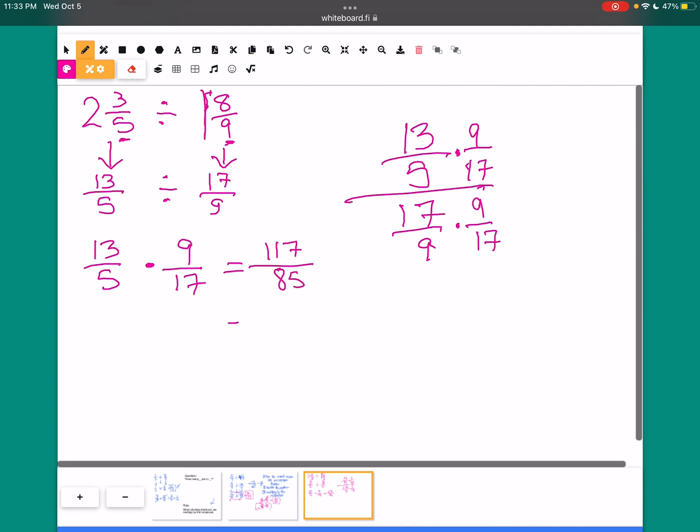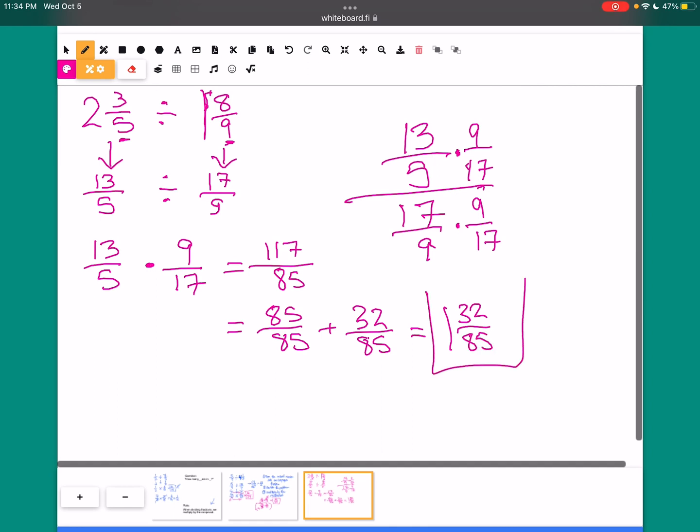And I believe that works out to, let's see, 85 85ths plus, I don't know, maybe 32 85ths. You'll have to check my math. So this is 1 and 32 85ths. Not a very friendly answer, but an answer nonetheless.